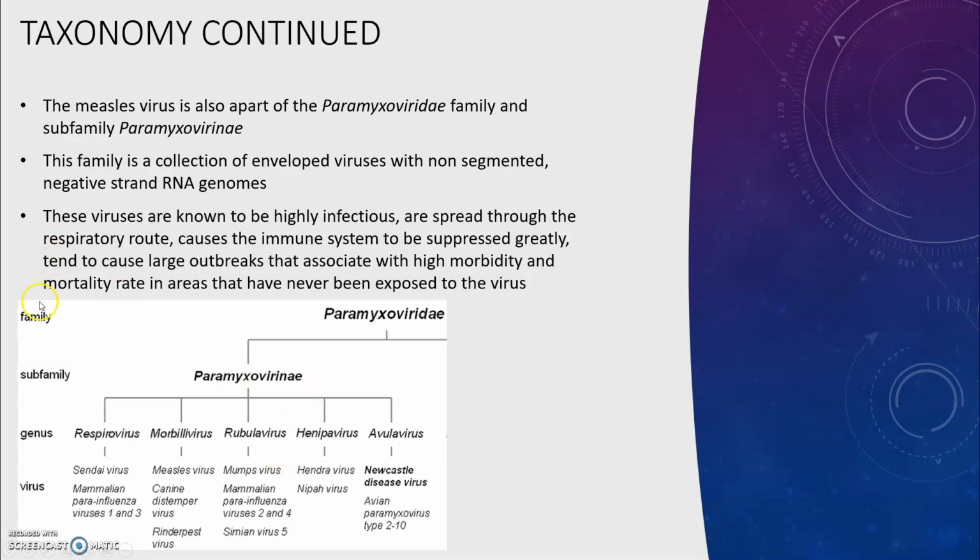As you can see down here, we have a little family tree, which is the family, kind of the big guy, the Paramyxoviridae, and then the subfamily. And then we have our genera down here. Like I've said before, the measles virus will end up in the Morbillivirus genus, and then we can see that the measles virus is our virus, and then here are the other two that I talked about earlier.